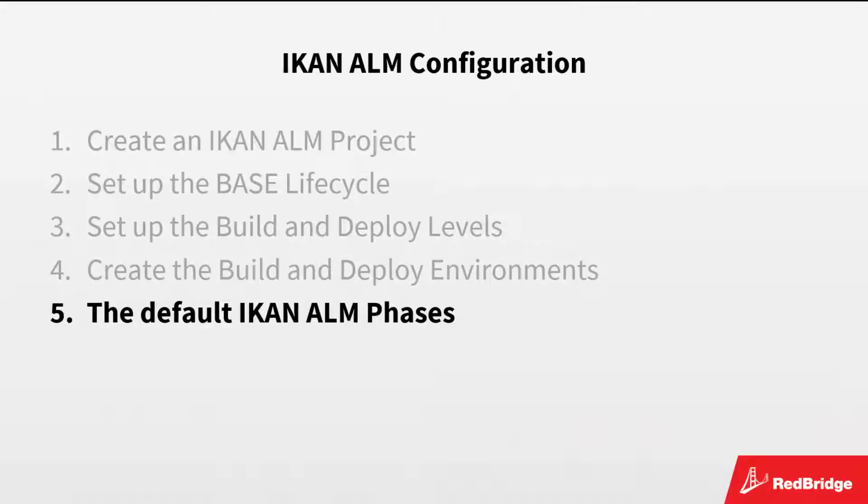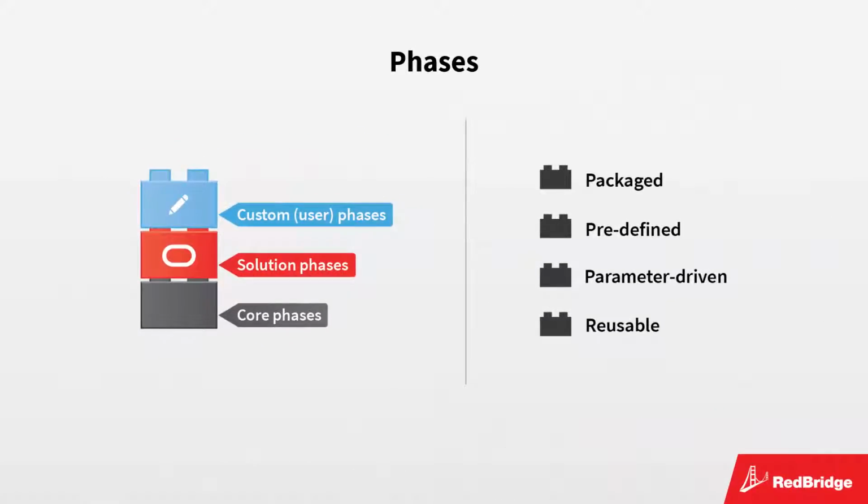Our final goal is to automate the ODI build and deploy processes. That's where the IKAN ALM phases come into the picture. IKAN ALM phases are predefined, parameter-driven, reusable package building blocks. Those building blocks allow you to fully automate your lifecycle management process.